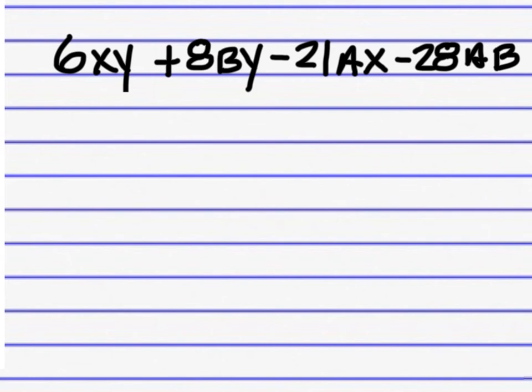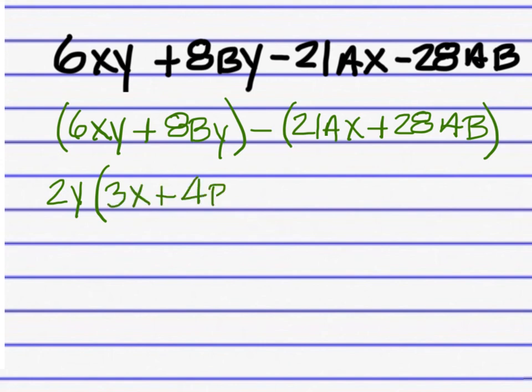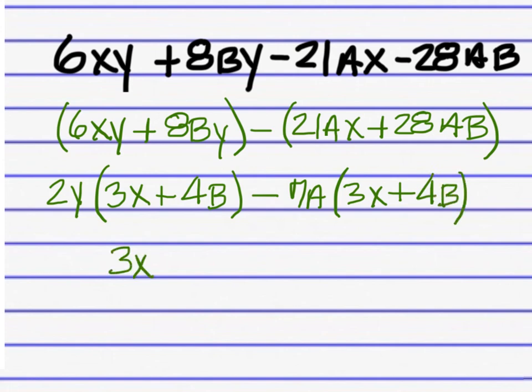I am going to try to factor this by doing 6xy and 8by together. And then I'll have the other two, which will be minus the quantity of 21ax plus 28ab. I can take out a 2y from the first set and be left with 3x plus 4b. And in the second set, I can take out a 7a and be left with 3x plus 4b. The answer should be 3x plus 4b, and then times the quantity 2y minus 7a.